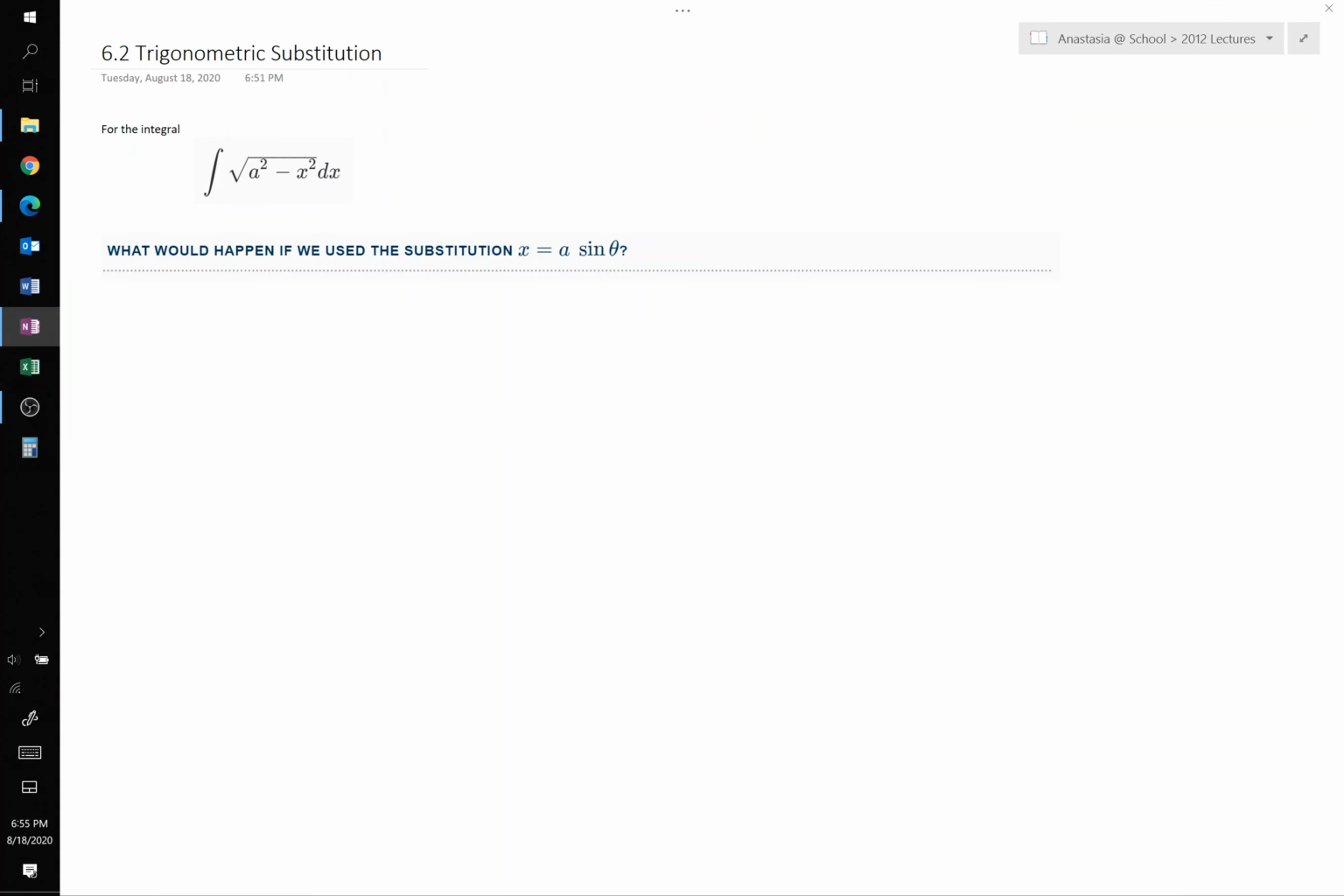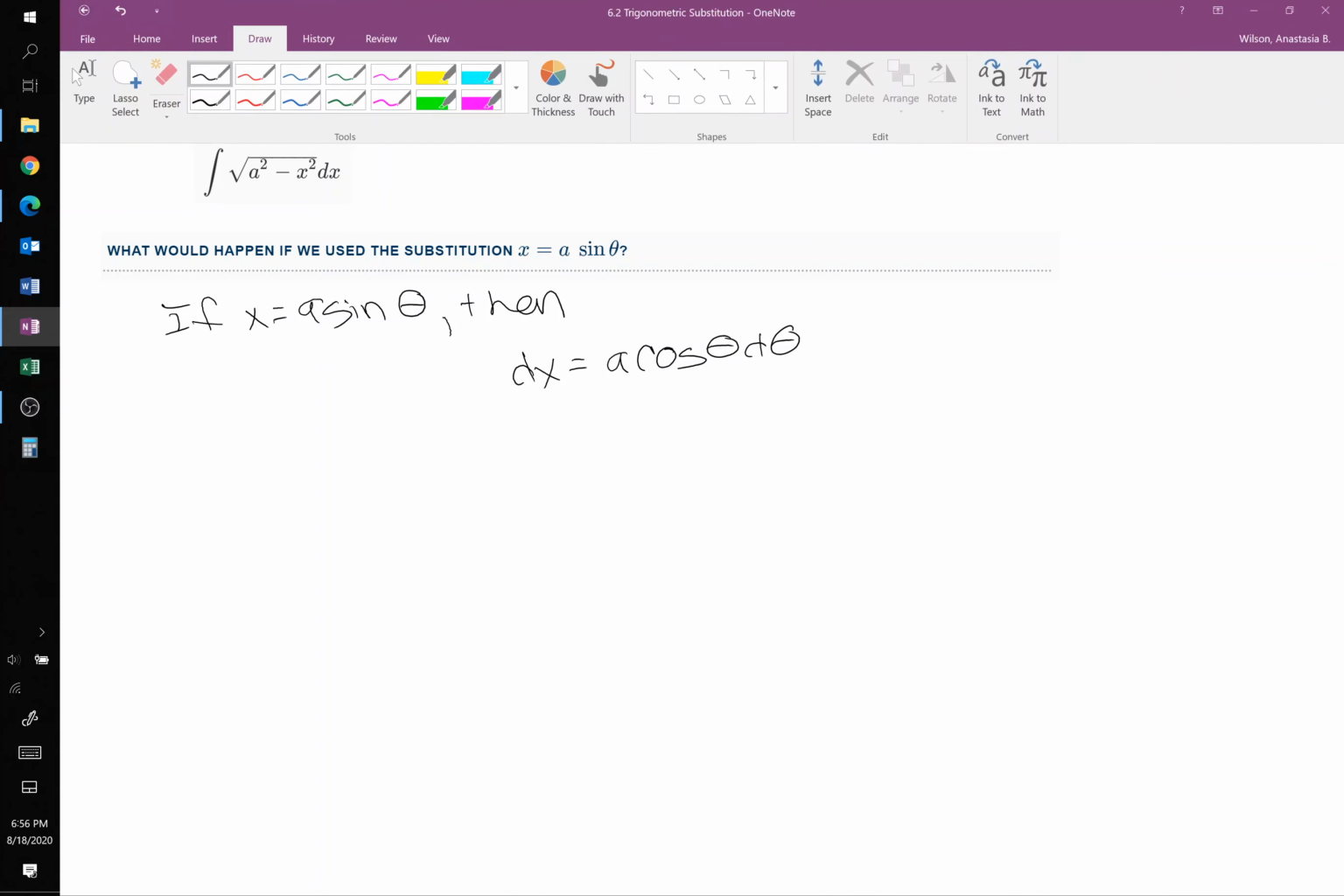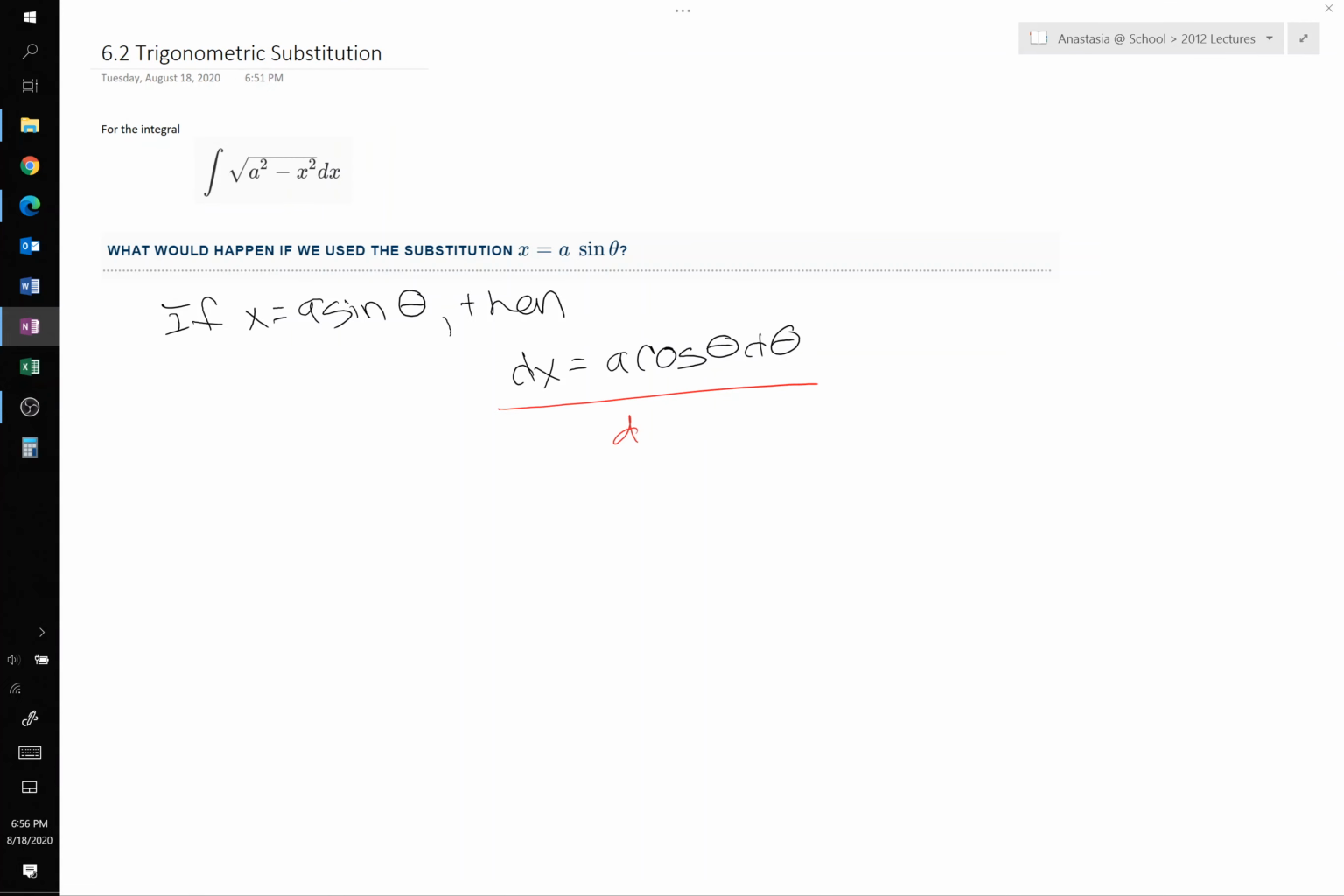Well, just like with a U substitution, if we pick some sort of substitution, x equals a sine theta, then we need to figure out what the derivative is first. So that would make dx equal to a cosine theta d theta. Now the difference between this sort of substitution and a U substitution is we don't need to rearrange. We are just going to substitute in.